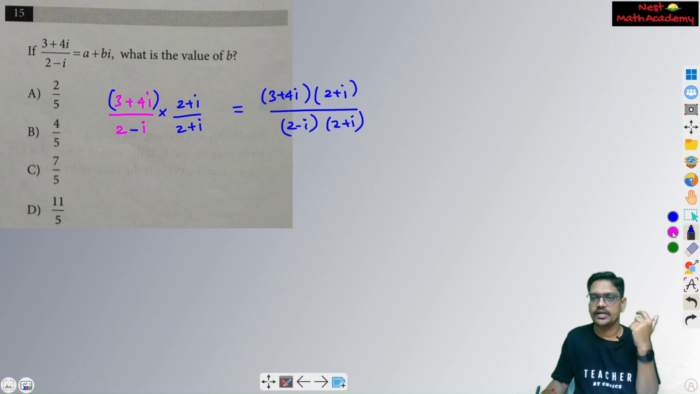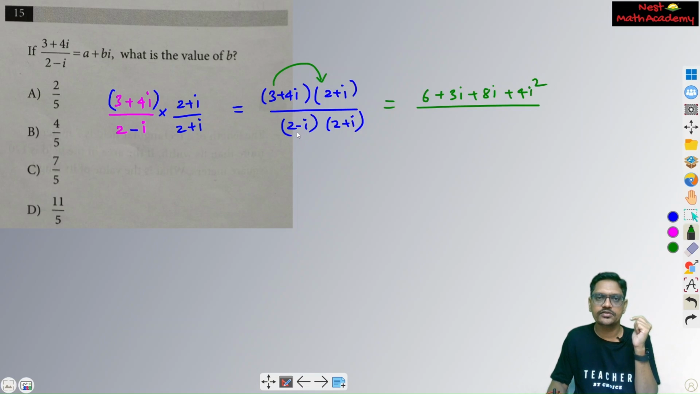Let me multiply and open up these brackets. We know how to multiply two brackets; we can use the FOIL method also. First, 3 times 2, 6. Then 3 times i, 3i. Then 4i times 2, 8i. Then 4i times i, which is 4i squared.